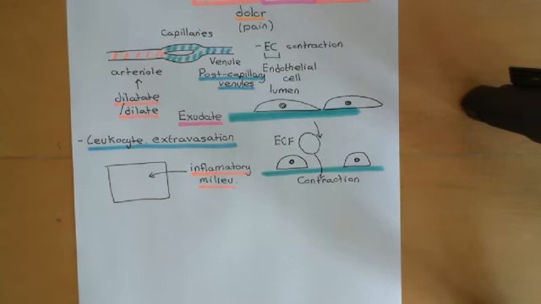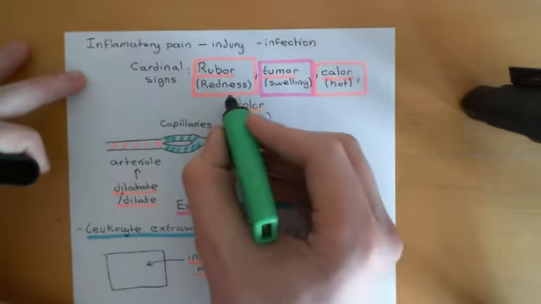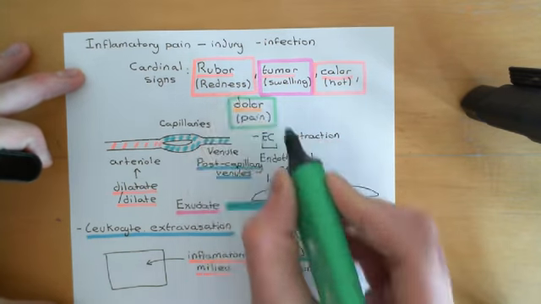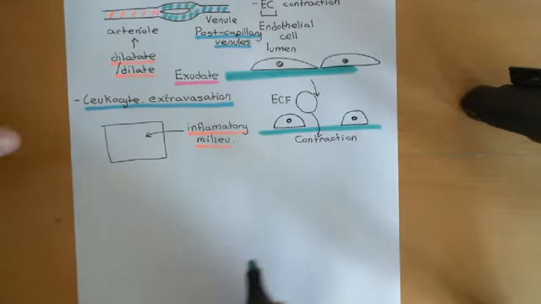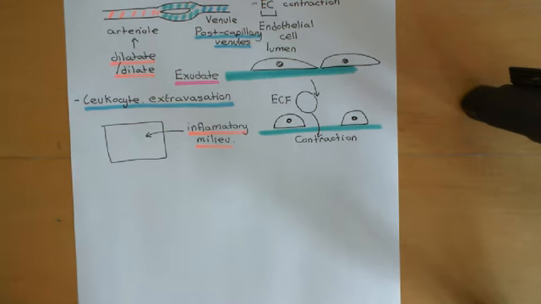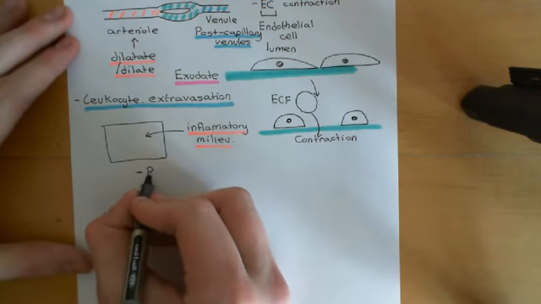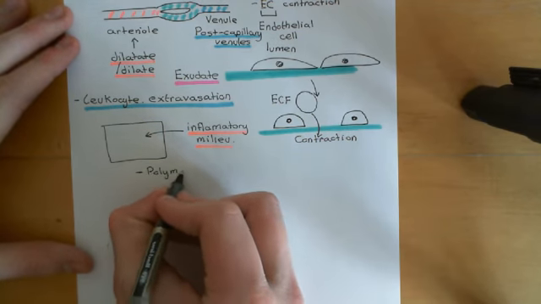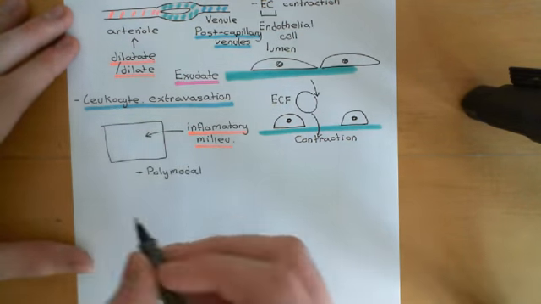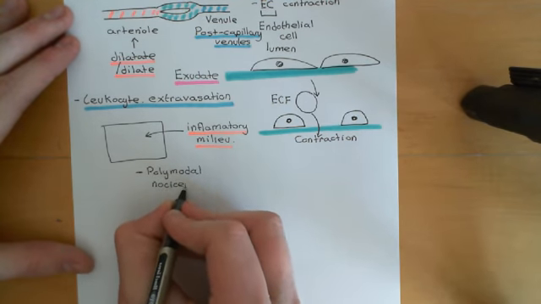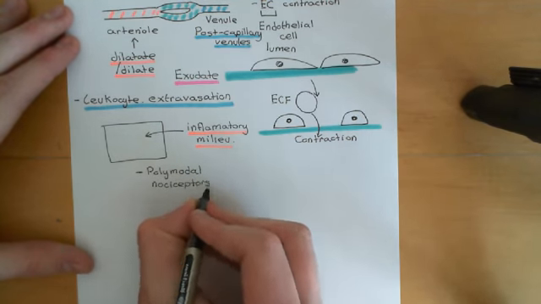Okay, so now let's turn our attention to this final cardinal sign of inflammation, which is dolor. How do you actually get pain at a site of inflammation? Well, there are two parts to this. One of the parts is that the polymodal fibers start firing tonically. The polymodal nociceptors start firing action potentials tonically.